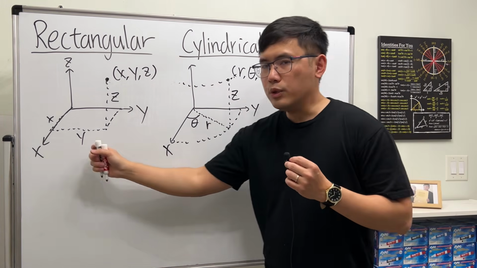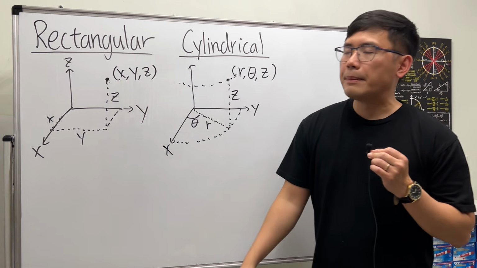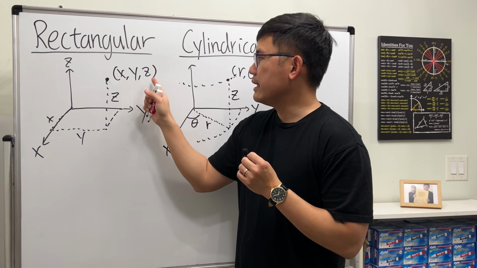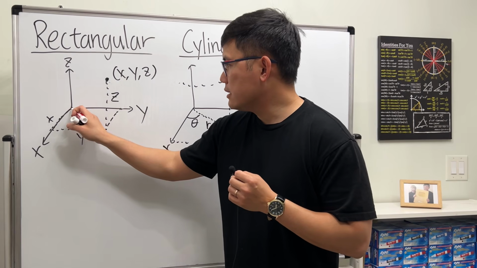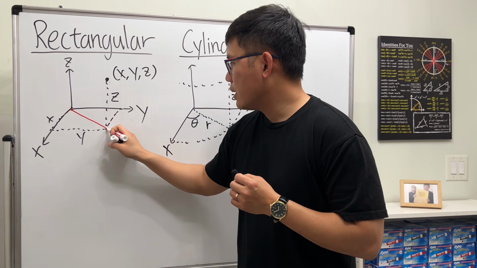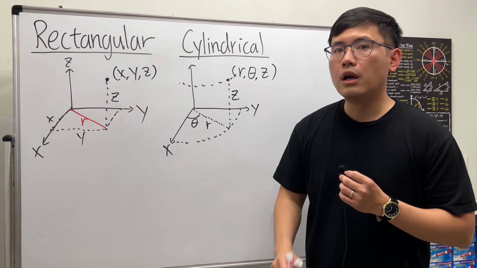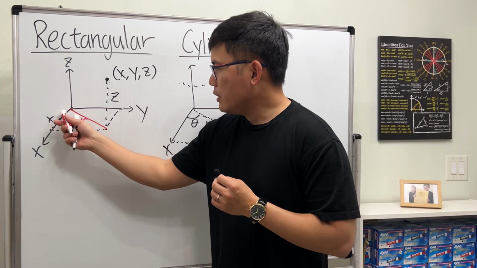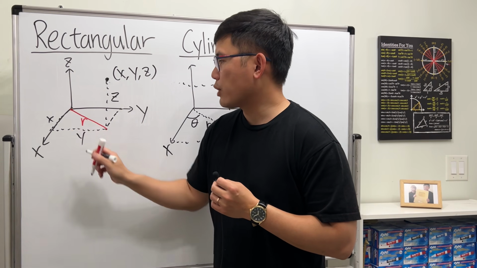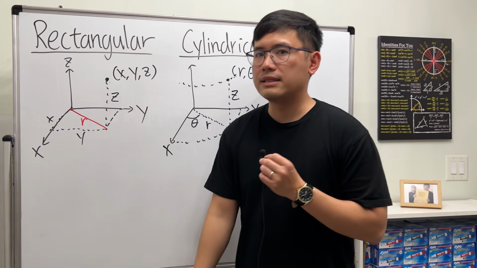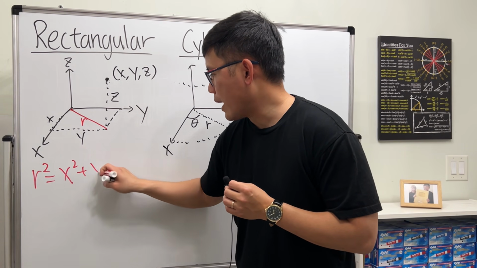Now, how do we convert from rectangular to cylindrical? Suppose we have x, y, and z given. Let's first talk about how to get the r. The r is the distance from here to here. And again, just like the polar way in the two-dimensional situation, r could be negative. And if you look at the base here, we have the x and also the y, then for a right triangle, we can say by using the Pythagorean theorem, r squared equals x squared plus y squared.